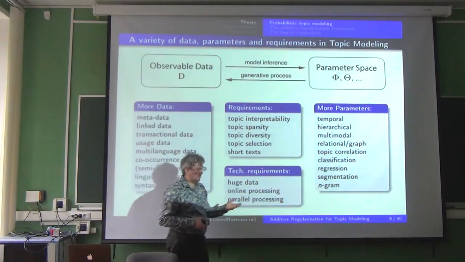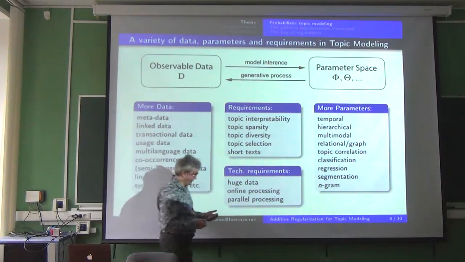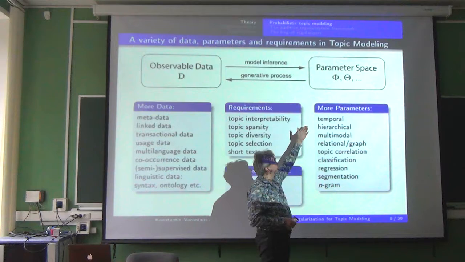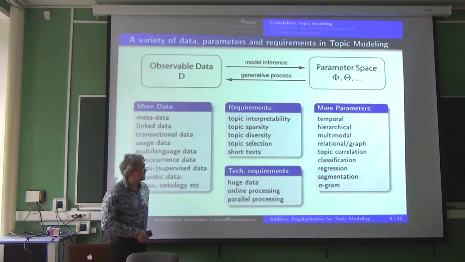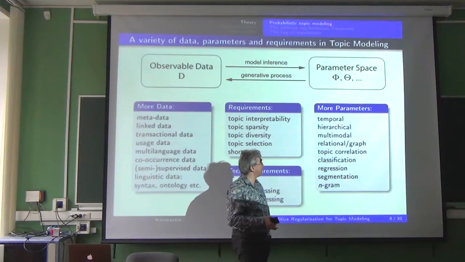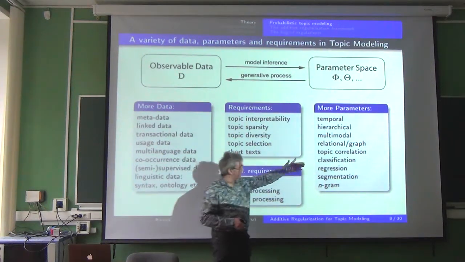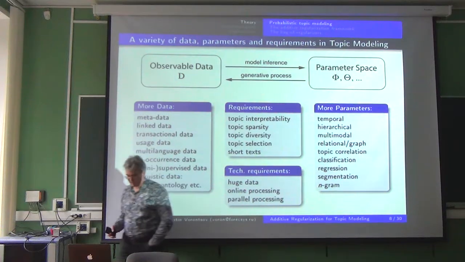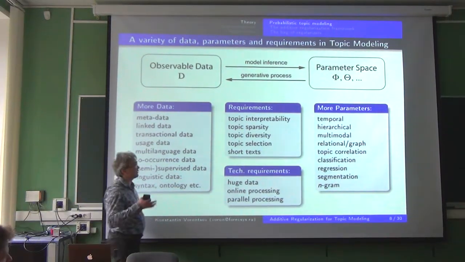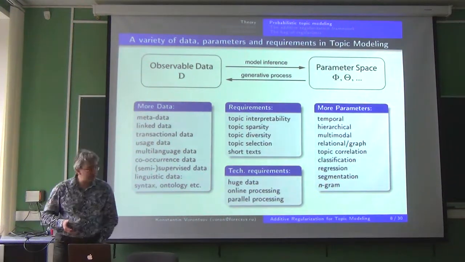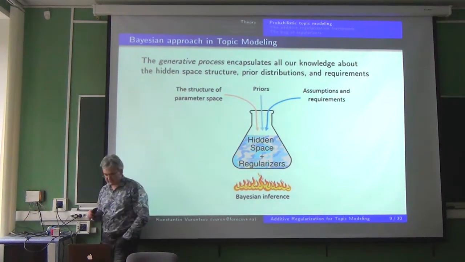And also parameters can be much more complex than phi and theta matrices. We can also identify the parameters of temporal dependencies, of hierarchical structure of topics, some relations, correlations, we can solve the supervised learning task and so on. And also there are many requirements for the topics, which must be interpretable, sparse, different, and so on. The most popular approach to topic modeling is the Bayesian approach.